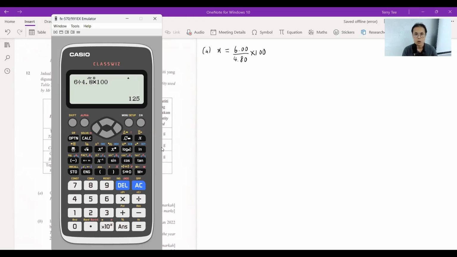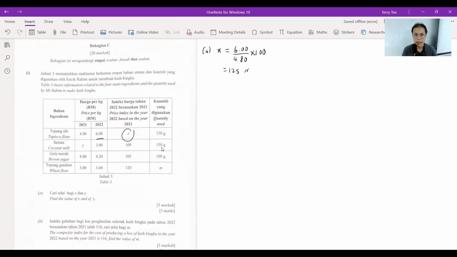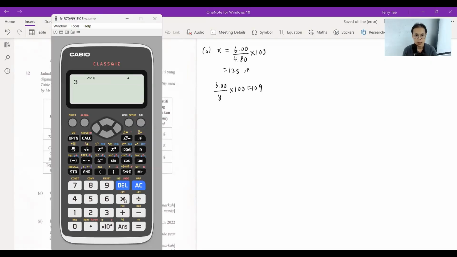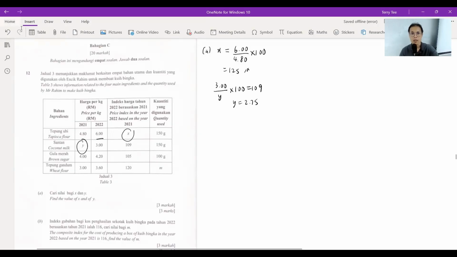Index harga is 125. Okay, for Y, Y is the price or harga pada tahun 2021. So we take the price in 2022, divide by the price Y in 2021, times 100, and you get 109. So to find Y, I will take 3 times 100, divide by 109. Okay, so this answer, if you change the decimal, is 2 ringgit 75 cent, 2.75. You don't have to put RM because the RM is already written here. This price is in RM, it's already there.